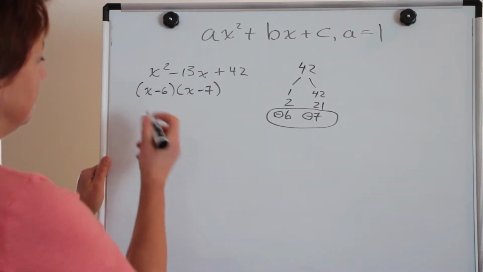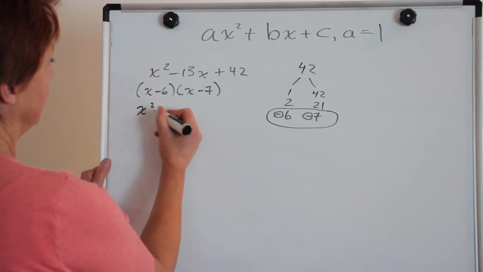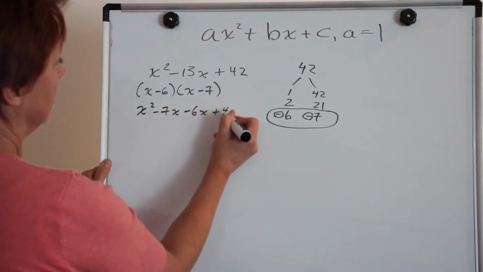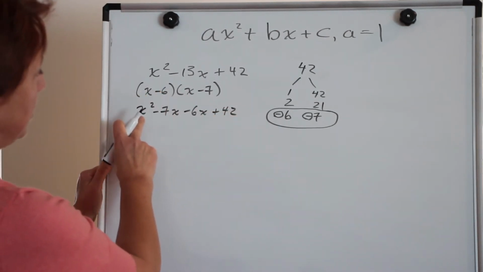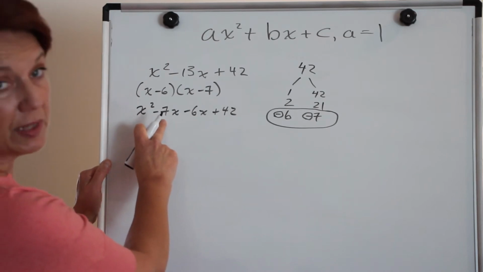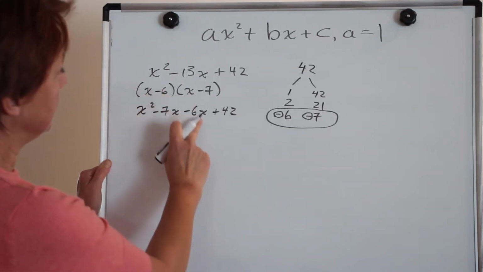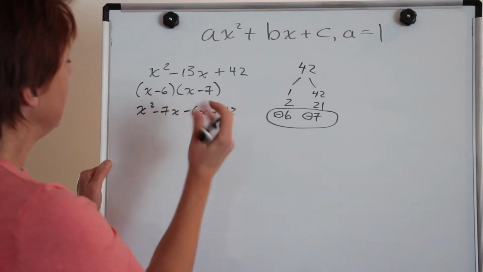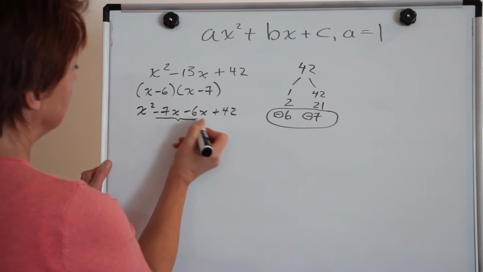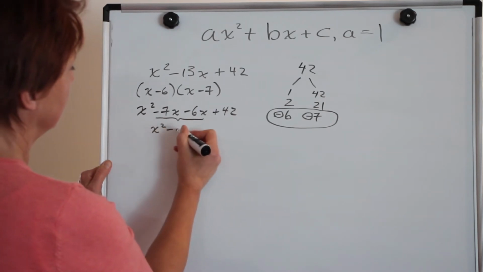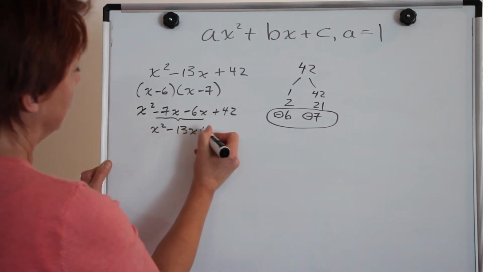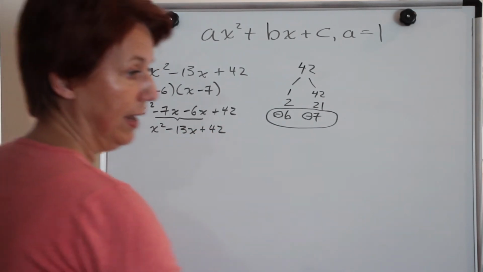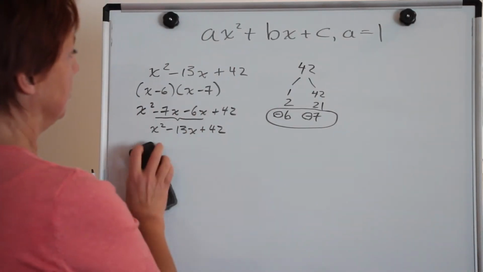So if I now take this and multiply it out, and I won't do this with all of them, I just want to do it with a couple of them so that you see how it works going backwards. So x times x is x squared, x times negative 7 is negative 7x, negative 6 times x is negative 6x, and then negative 6 times negative 7 is positive 42. And then we just bring these middle terms together because they are like terms, and we get what we started with. Okay, so that's the first example. Now we'll go on and do the next one.